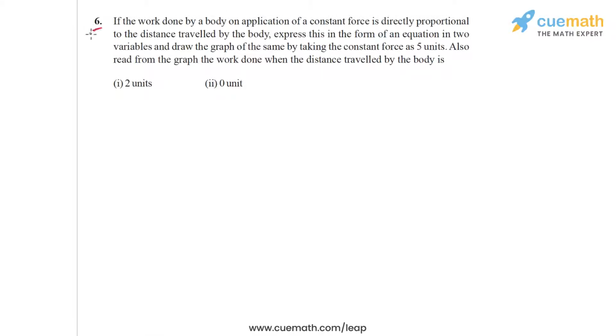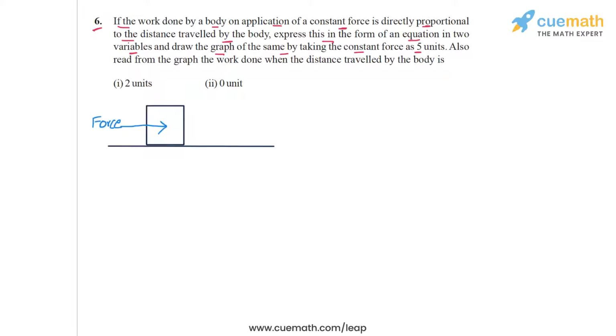In question 6, the problem statement says that if the work done by a body on application of a constant force is directly proportional to the distance travelled by the body, express this in the form of an equation in two variables and draw the graph of the same by taking the constant as 5 units. So let me visually show you what this means.